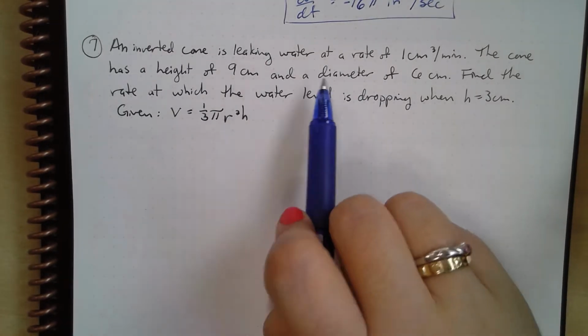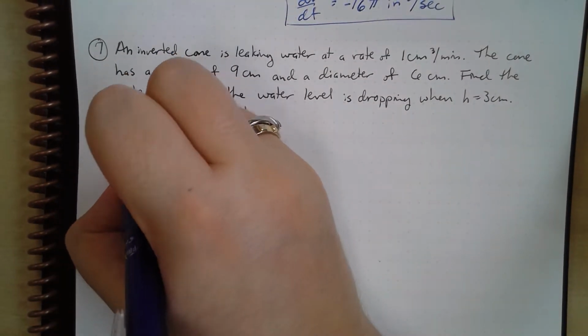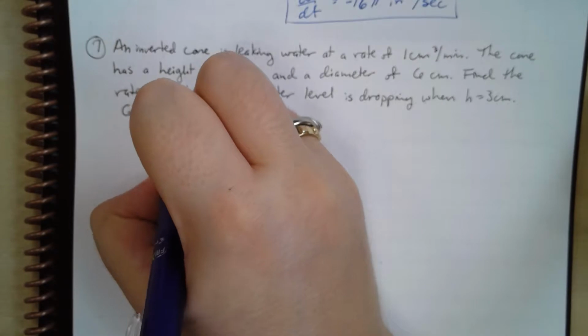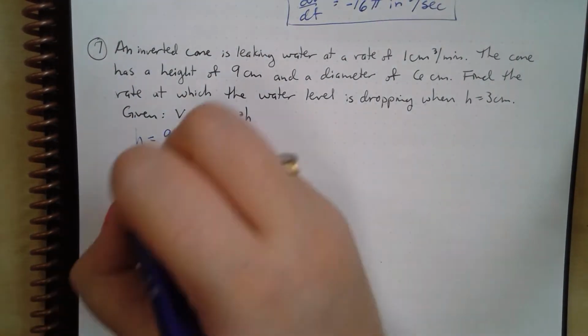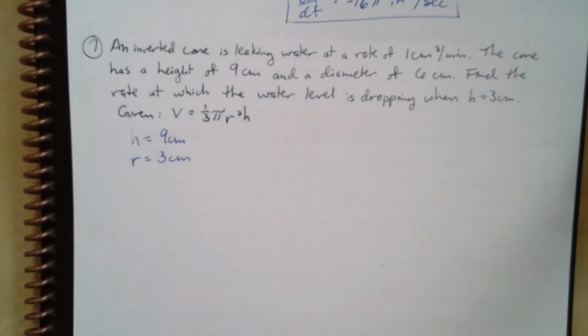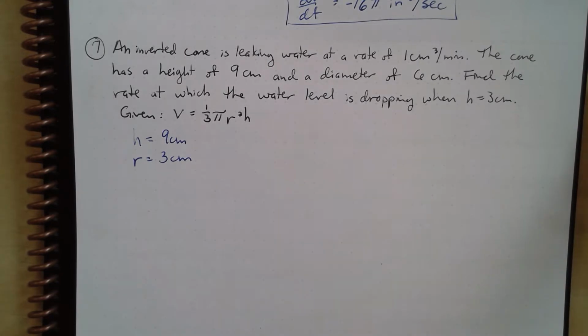Well, something to note here, our diameter is 6 centimeters, so I'm going to say my height, h, is equal to 9 centimeters. My radius, because I'm given my formula, is actually equal to 3 centimeters. That's something to watch out for so that you don't get tricked there.